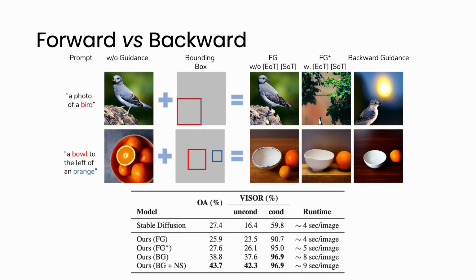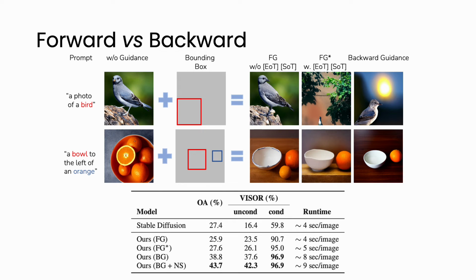As shown in the first row of the figure, using only forward guidance sometimes cannot change the layout significantly. If we also apply the forward guidance on the start of text token and the end of text token, we can achieve better control. However, it is still worse than the backward guidance.